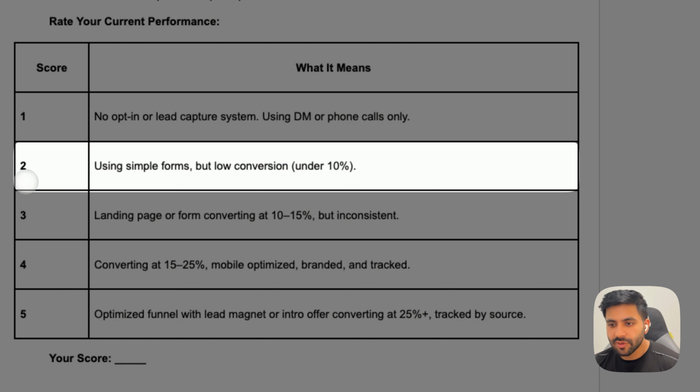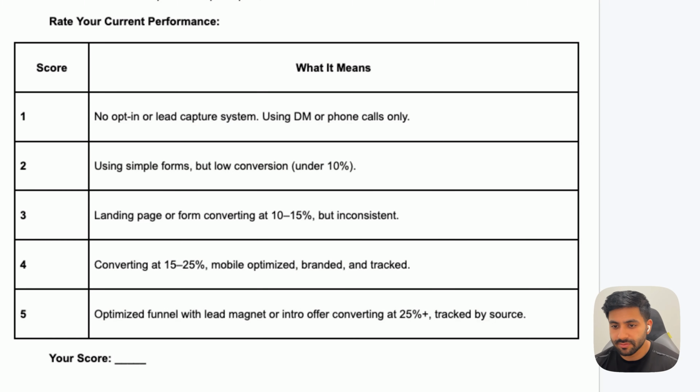2 out of 5. Okay, we're making progress here. You're using simple forms, but you're just not converting, right? That's where the common bottlenecks are: either your form has too many fields, it's too complicated, or there's not enough value proposition or not enough scarcity or social proof, right? So your conversion will be super, super low, under 10%.